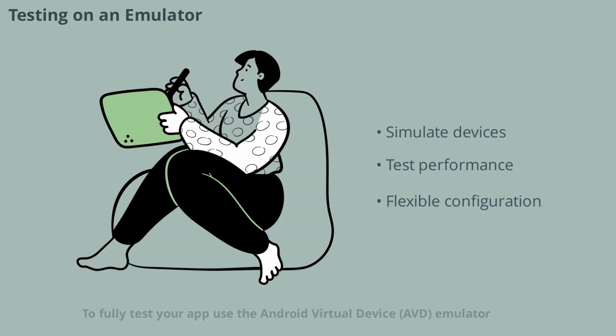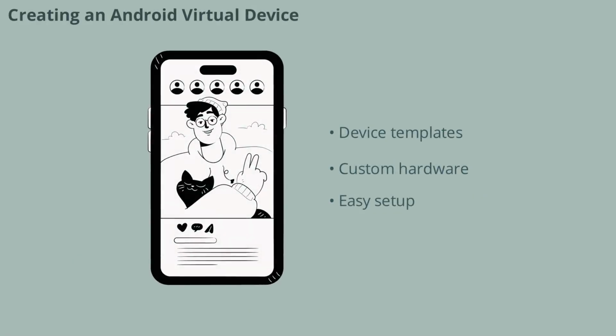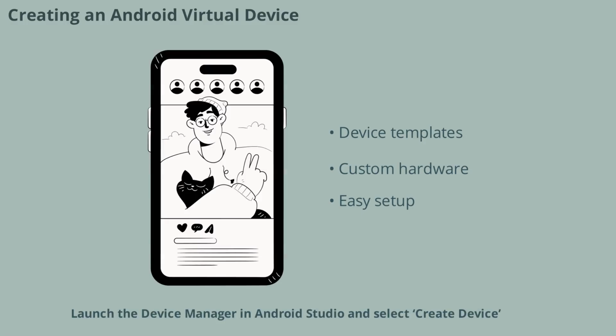To fully test your app, use the Android Virtual Device (AVD) emulator. The emulator lets you simulate different devices, screen sizes, and hardware features. Create and configure an AVD using the Device Manager, then run your app to see how it performs in a real Android environment. Launch the Device Manager in Android Studio and select Create Device.